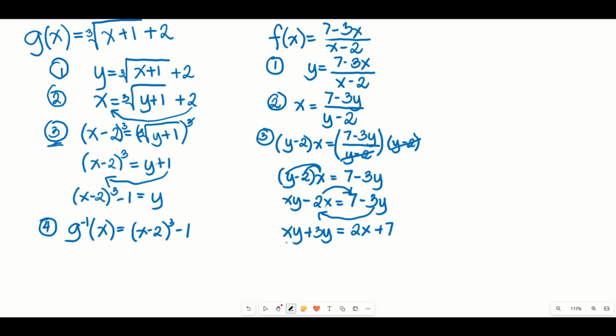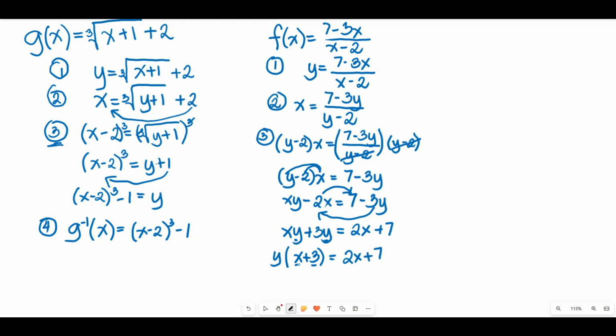And then as you can see here, we have xy plus 3y. Yung both terms ay merong common term or common factor na y. So I can factor out y, labas ko lang si y, and I will be left with x plus 3. Okay. So that is simply xy divided by y, that is x, and 3y divided by y is 3. And equal to 2x plus 7.